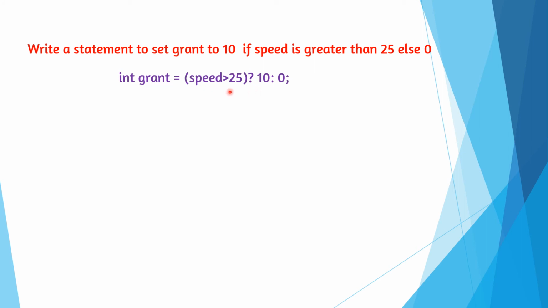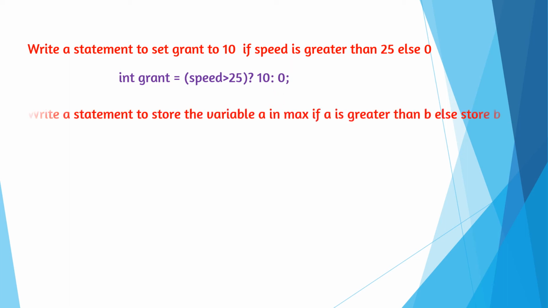Then if the condition is true, 10 will be going. So 10 we will write first. If condition is true, 10. So first we will write the condition, colon, and if the condition is false, what will happen? 0 will go. That means 0 we will write at the end. So int grand is equal to speed greater than 25 question mark 10 colon 0. Condition is true, 10, otherwise 0 will go to grand.